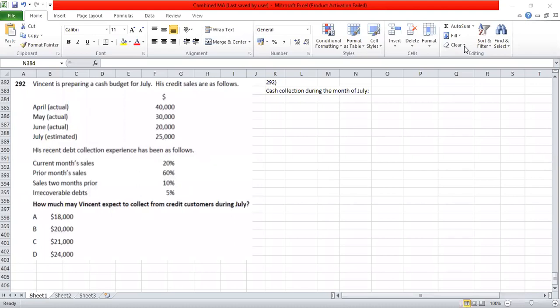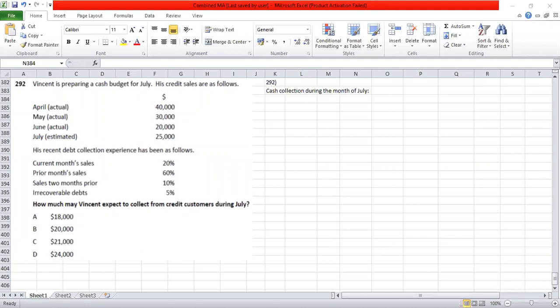So question number 292 says, Vincent is preparing a cash budget for July. His credit sales are as follows. Then we have April, May and June. The actual sales are given. And for the month of July, estimated sales of 25,000 is given. Then from the recent debt collection details, we see that current month sales, 20% of the total month sales are collected in the same month. Prior month sales 60%, sales 2 months prior 10%, and irrecoverable debts are 5%.